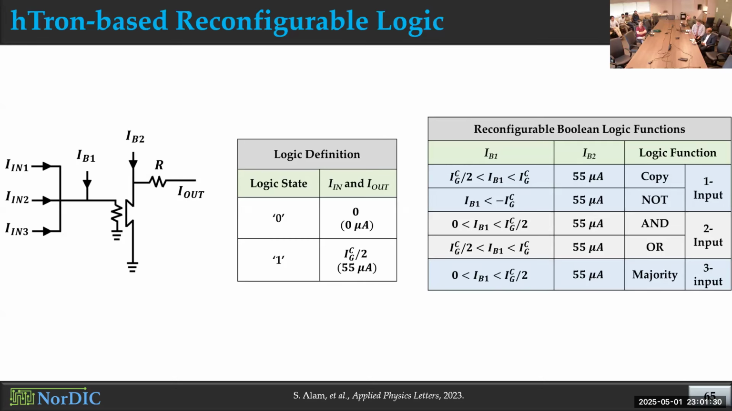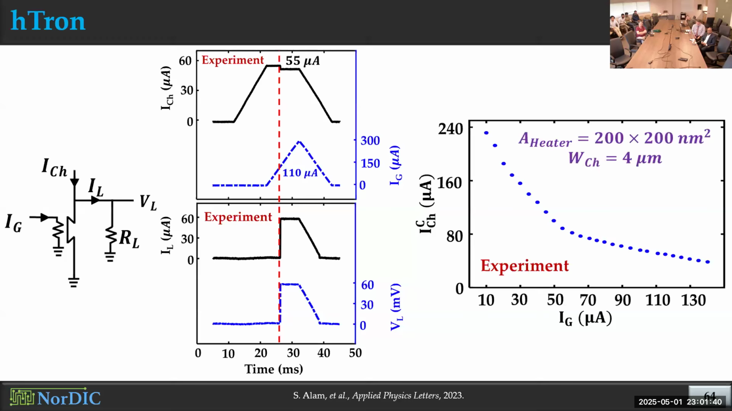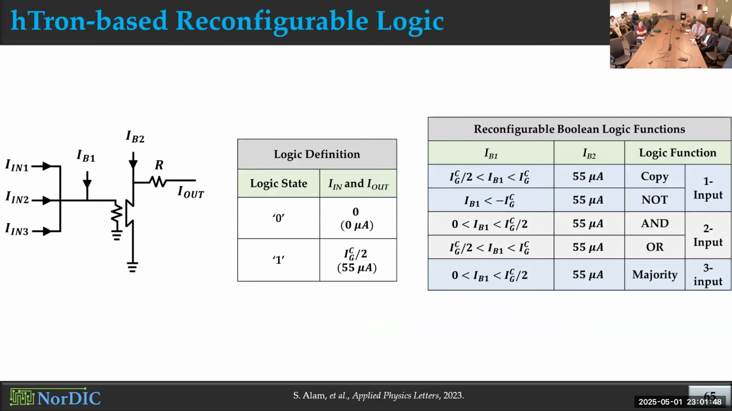So what's magical about 55 microamps? Why not 50 microamps? That's coming from the switch gate critical current that we have. If I go back, when we have this characteristic from this device, for every specific channel current, we have a gate critical current. That's what we use, half of that gate critical current. If we have a different critical current, that can change. But for our case, that was 55 microamps.